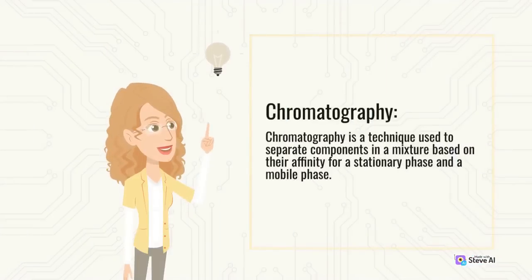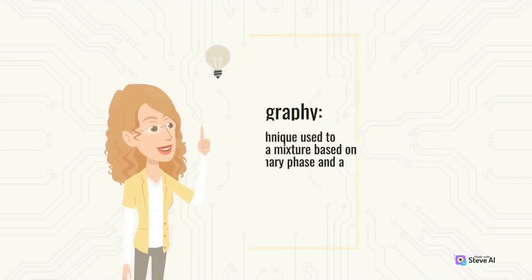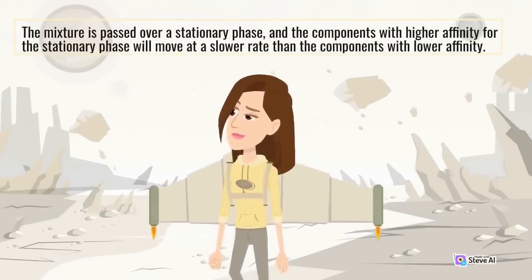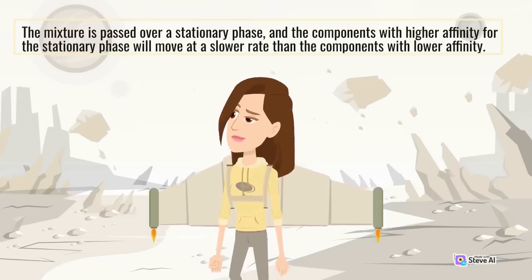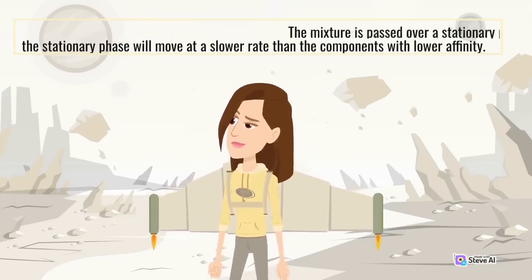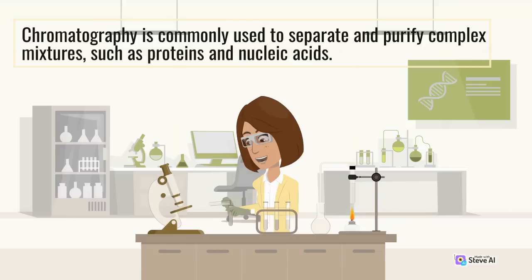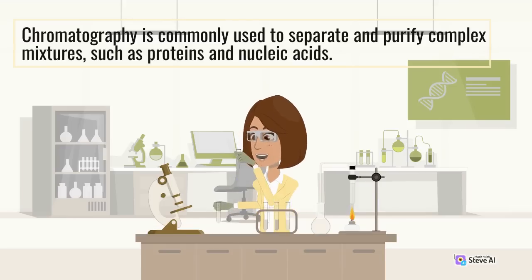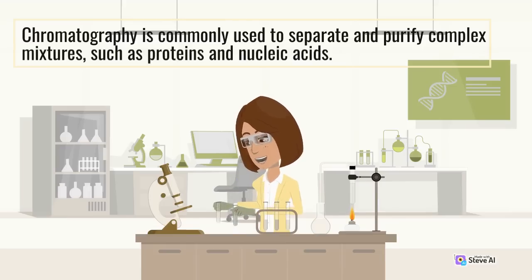Chromatography. Chromatography is a technique used to separate components in a mixture based on their affinity for a stationary phase and a mobile phase. The mixture is passed over a stationary phase, and the components with higher affinity for the stationary phase will move at a slower rate than the components with lower affinity. Chromatography is commonly used to separate and purify complex mixtures, such as proteins and nucleic acids.